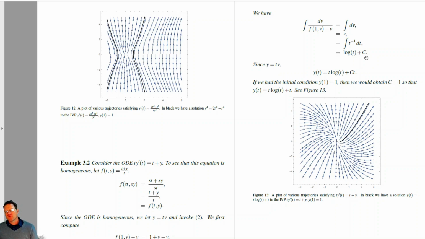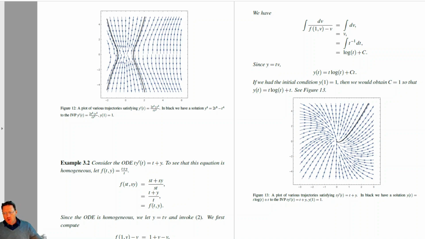Okay, but remember v is equal to y over t. So if we multiply that result throughout by t, we'll have y is equal to t log of t plus c times t, which is our general solution to that differential equation there. Now let's again suppose we've got an initial condition and have a look at it.